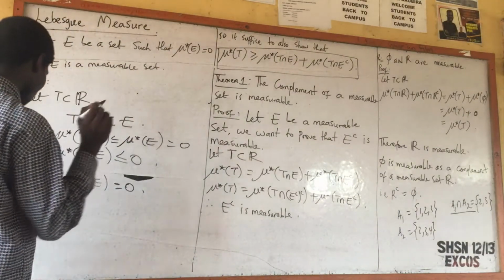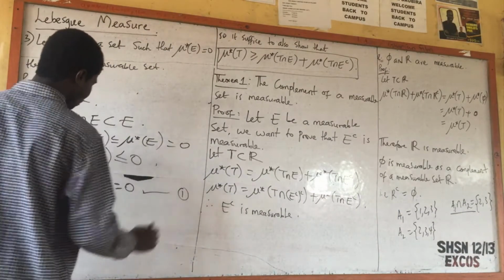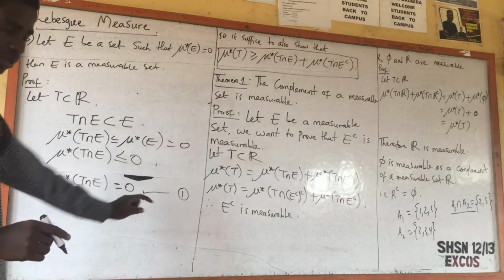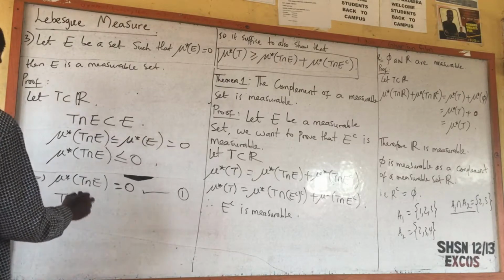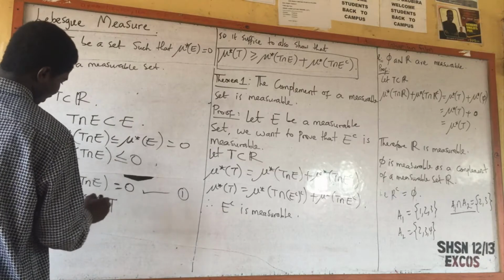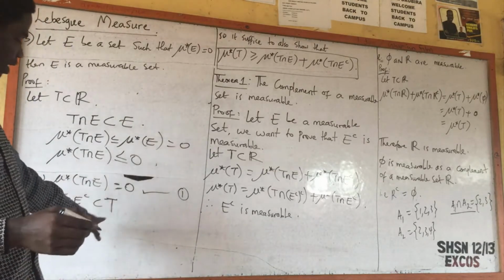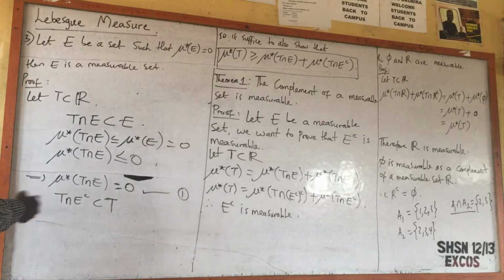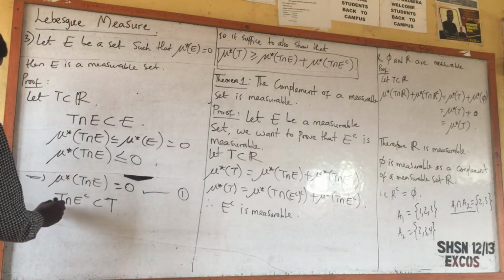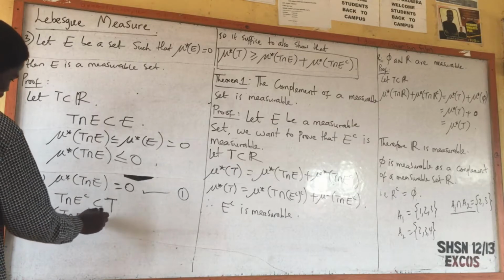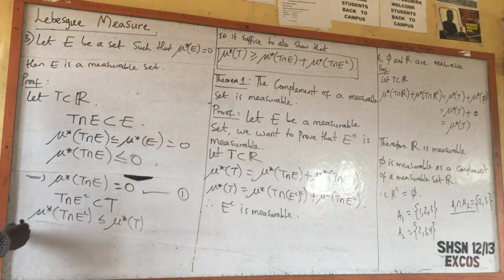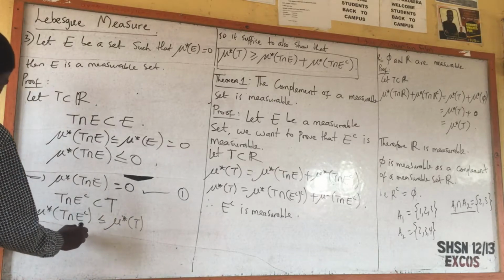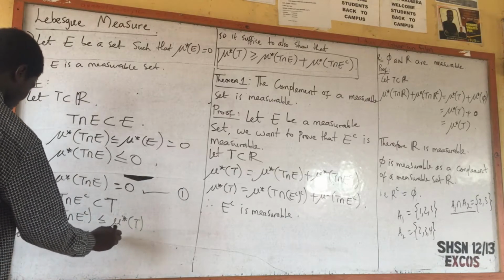Now, for the second one, I've proved this. Let's call this 1. I've proved that the outer measure of T intersection E is equal to 0. Now, come to this one. T intersection E complement is also inside T. And by monotonicity again, the outer measure of T intersection E complement will be less than or equal to the outer measure of T. If I rewrite this, I have the outer measure of T greater than or equal to the outer measure of T intersection E complement.